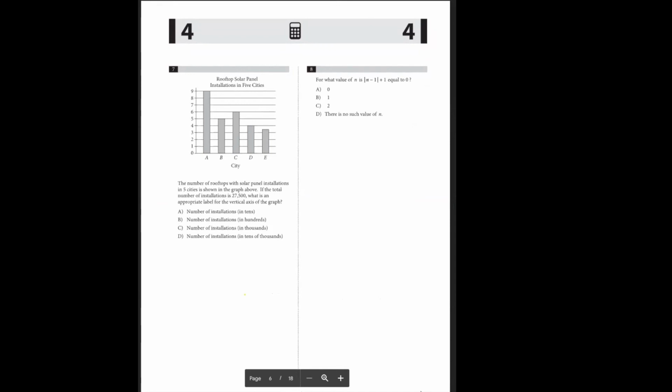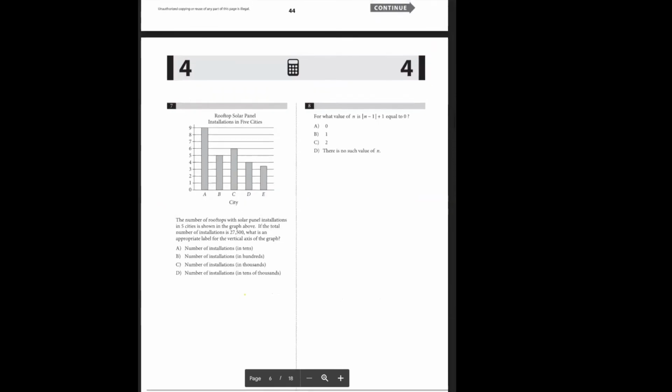So it says, for what value of n is n minus 1, the absolute value of n minus 1, plus 1 equal to 0? Well, let's think about it this way.